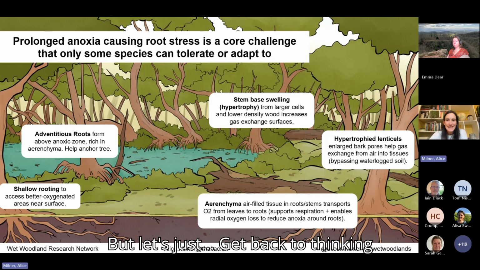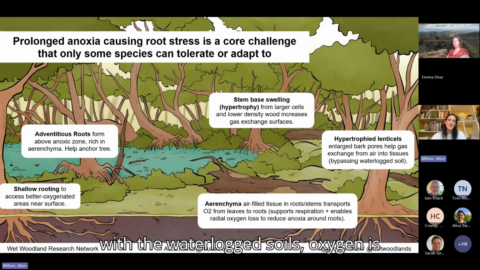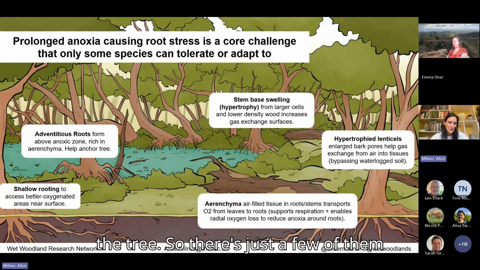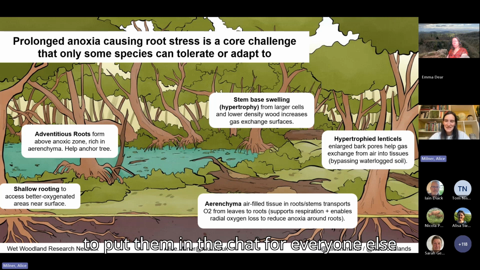But let's get back to thinking about the adaptations. I mentioned that with waterlogged soils, oxygen is really hard for the roots to get. So supplying oxygen is the real challenge for any wetland tree, and there are some really clever adaptations that help, nearly all of them focused on helping gas exchange through the tree. There are just a few of them on the slide. There are some extra ones. If anyone knows a lot about this, feel free to put them in the chat for everyone else to learn about.